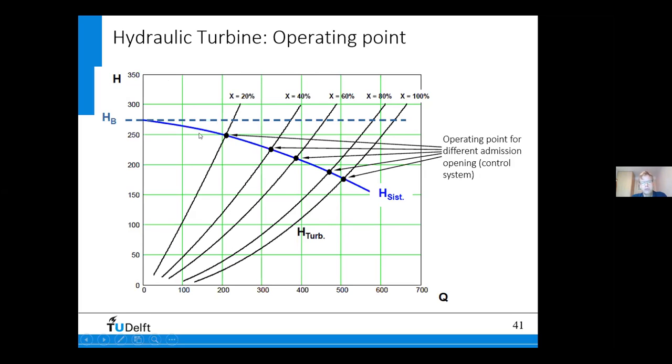So if you want more power, you can go to higher volume flow. If you want higher efficiency, you want less losses, you can go more to the left here, depending, of course, on the efficiency of the turbine. But it's a simple picture for the system losses. If you really want low system losses, you should have a low flow.